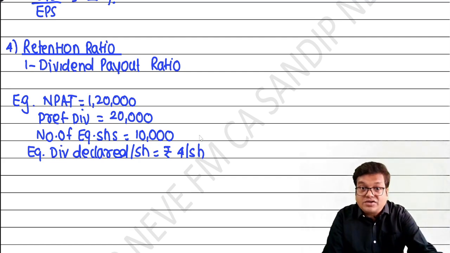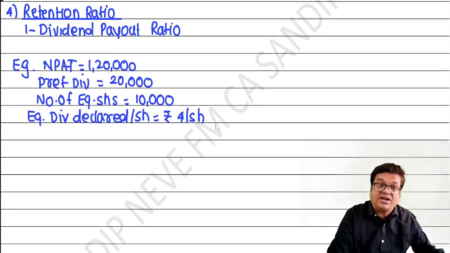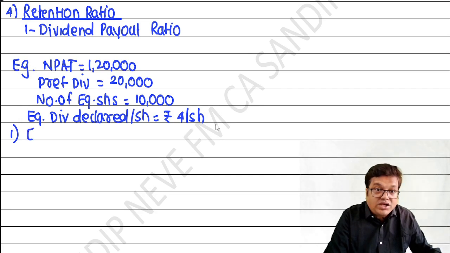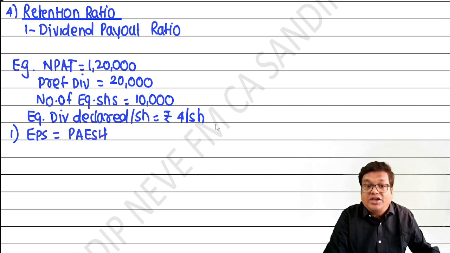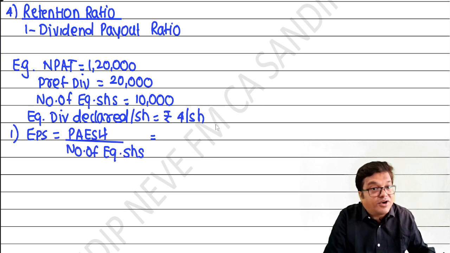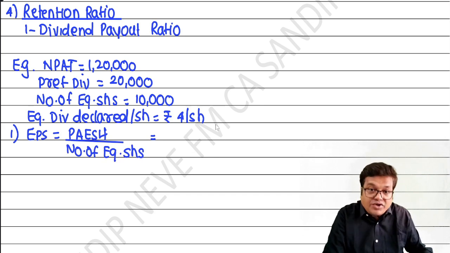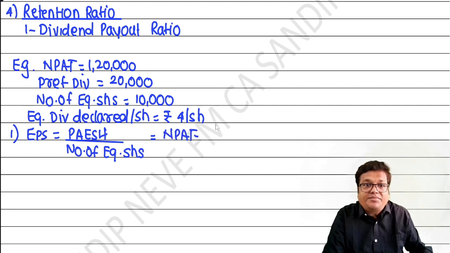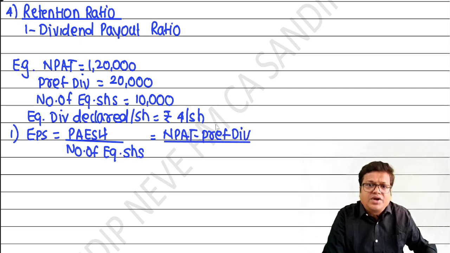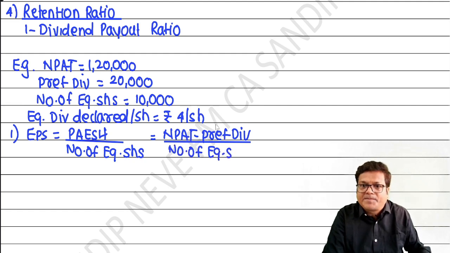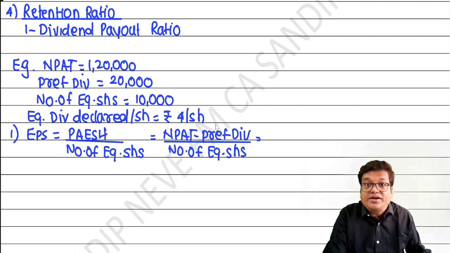So what is our very first ratio, guys? Earning per share. Yes, so how will EPS, earning per share, come? Profits available for equity shareholders divided by what? Number of equity shares. How will we get profits available for equity shareholders? We all know that it is NPAT minus what? Preference dividend, divided by number of equity shares.